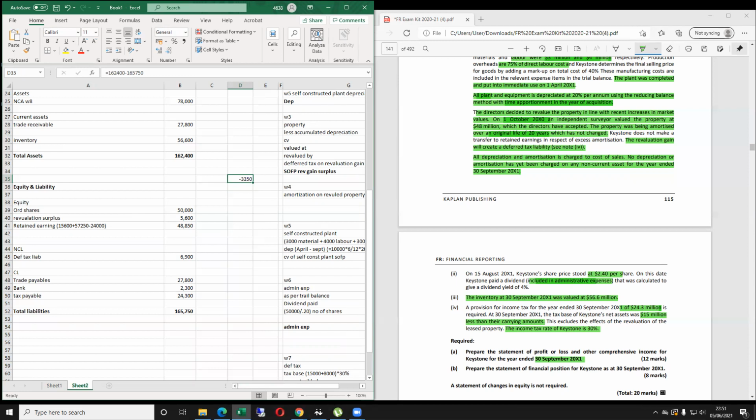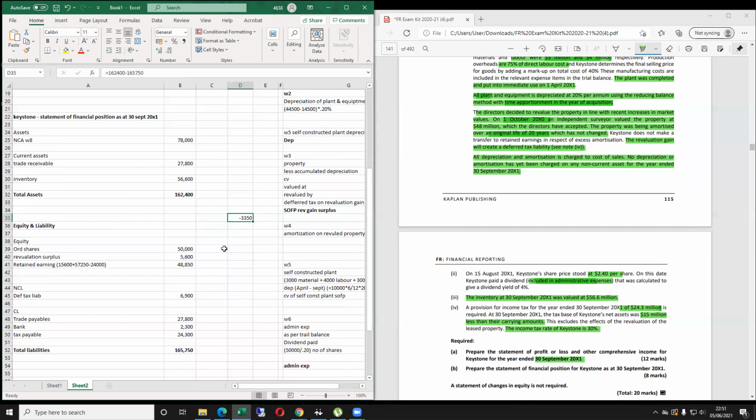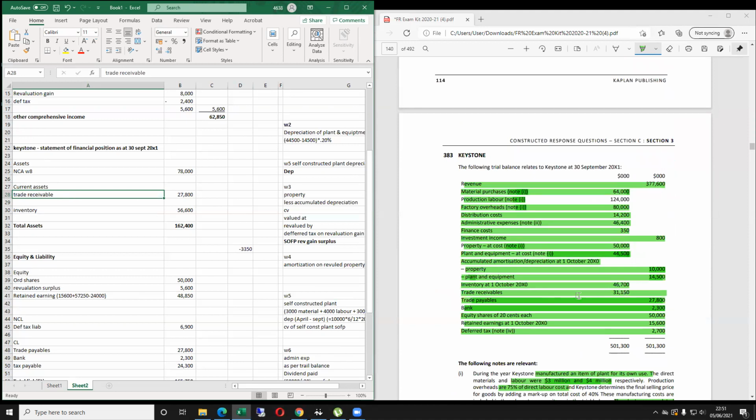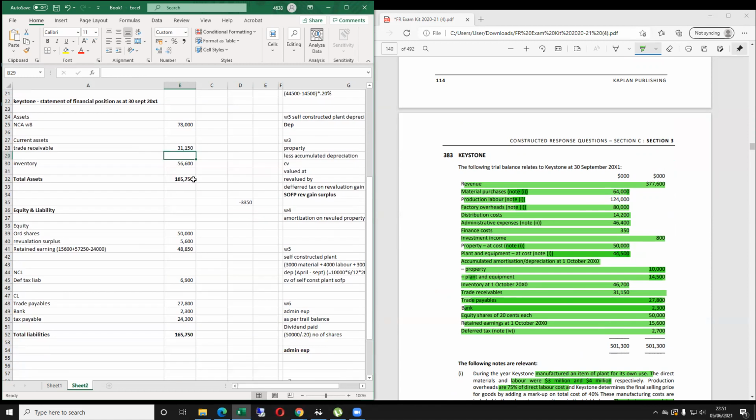Let me see which one I missed. Trade receivables. Oh, I mistakenly wrote 27,800 as receivable. It is okay. Trade payable. I mistakenly wrote trade payable, it should be 31,500. This is our 31,150. Yes, now matched. So 165,000 is our assets and 165,000 is our liabilities.